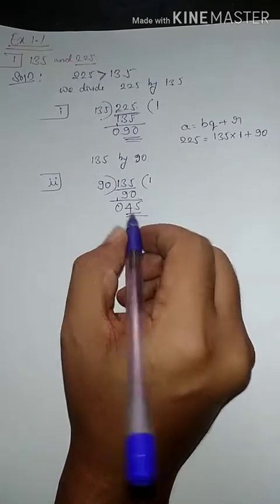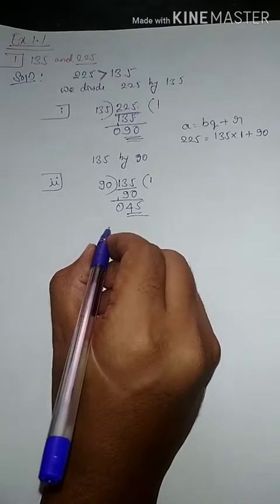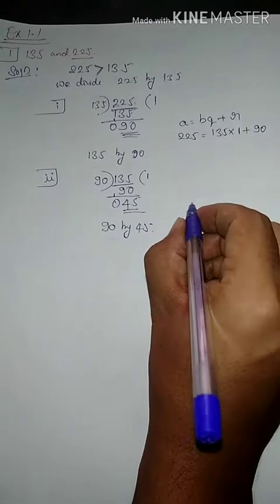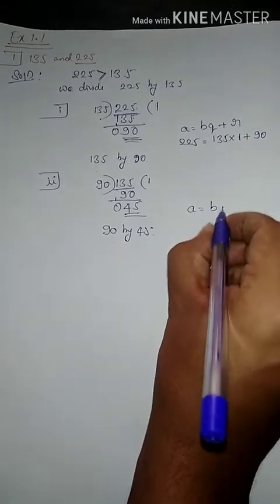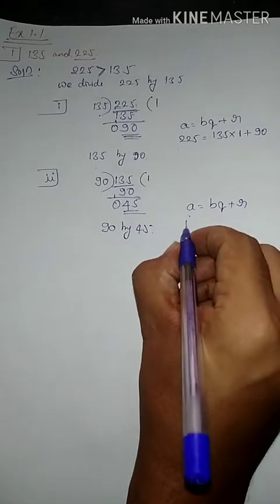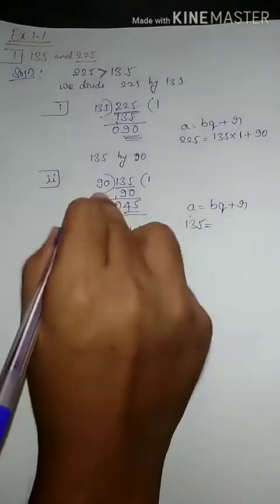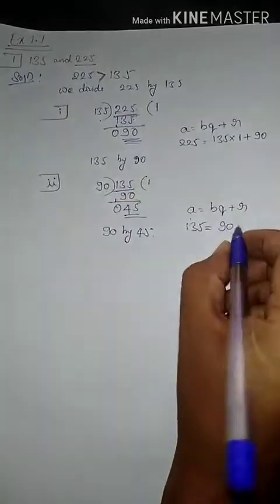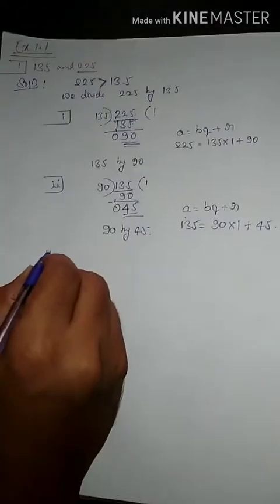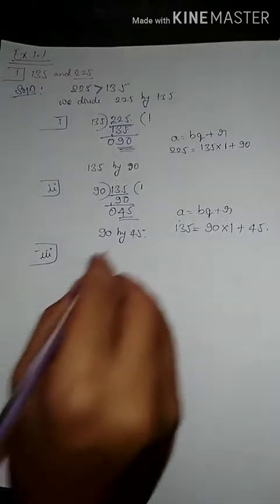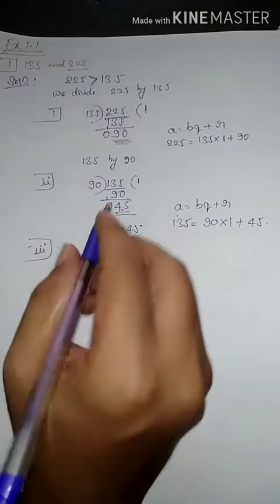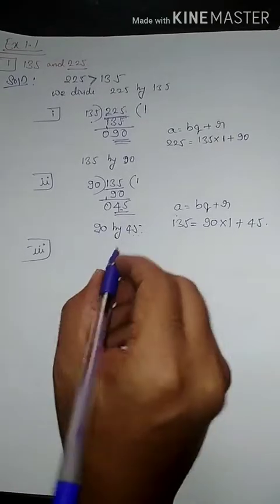Since the remainder is not 0, again we divide 90 by 45. According to the Euclid division lemma, a is equal to bq plus r. So in the Euclid division algorithm, 135 is equal to 90 into quotient 1 plus remainder 45. Then the third step. Here the remainder is not 0. The remainder is 45, so again divide 90 by 45.